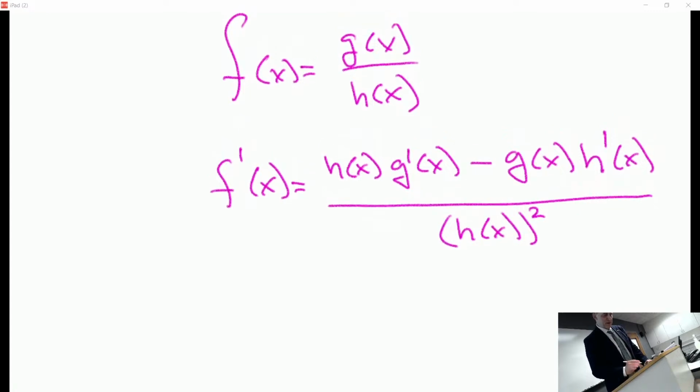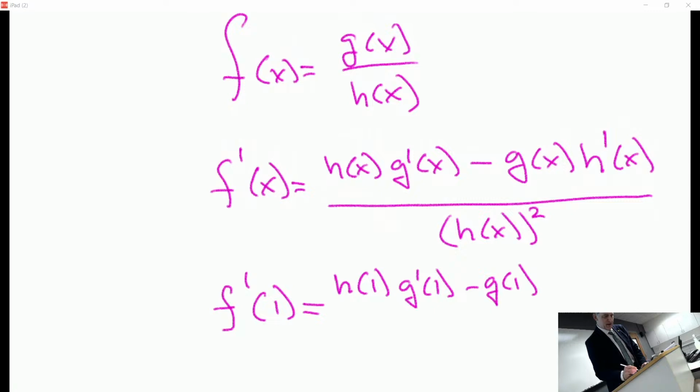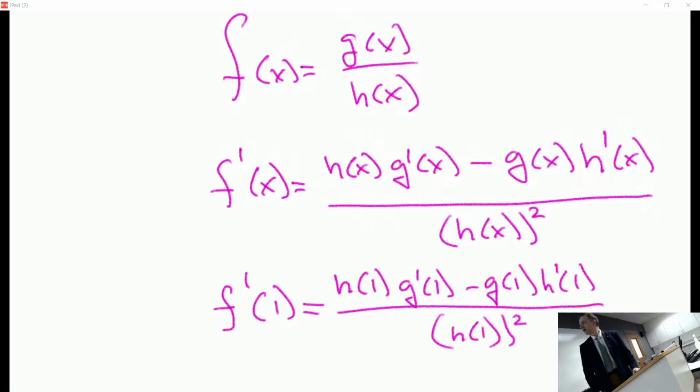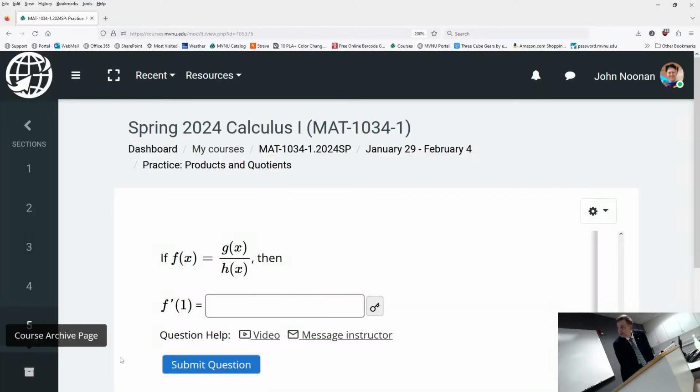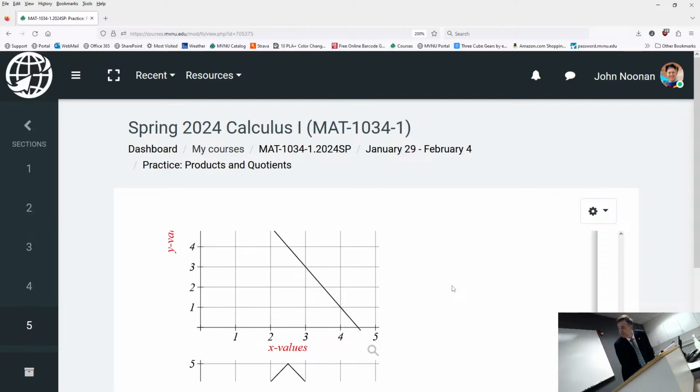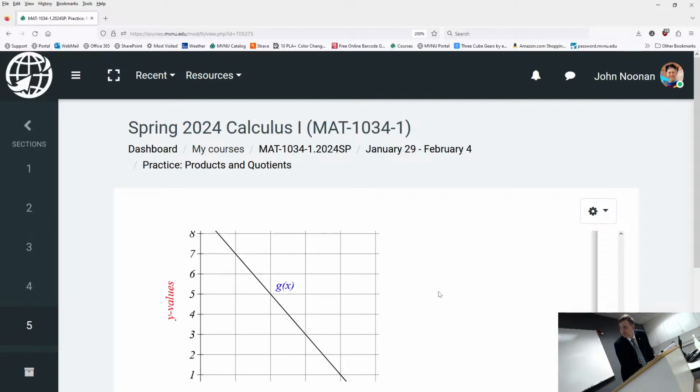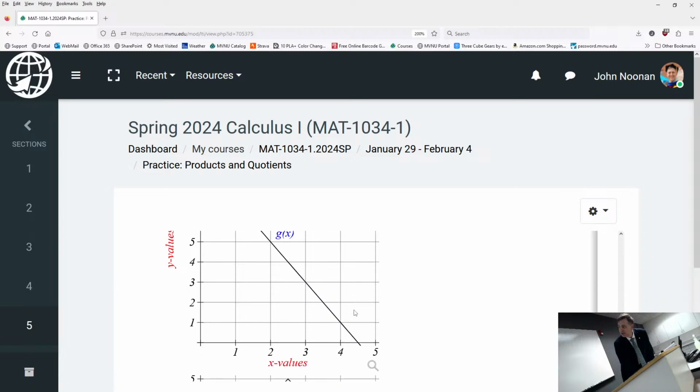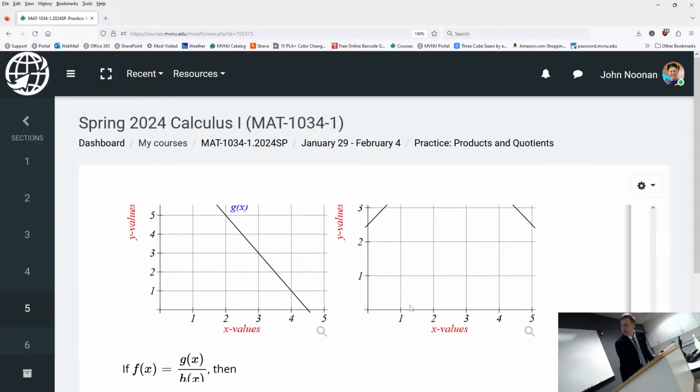That's the quotient rule. So that means if I want to compute f prime of 1, that's going to be h of 1, g prime of 1, minus g of 1, h prime of 1, all over h of 1 quantity squared. All right, now I just need these numbers. So let's see, going back to the graph that we have here, you can find the numbers on the graph. Let's see, first of all, this is g. So g of 1, zoom out.